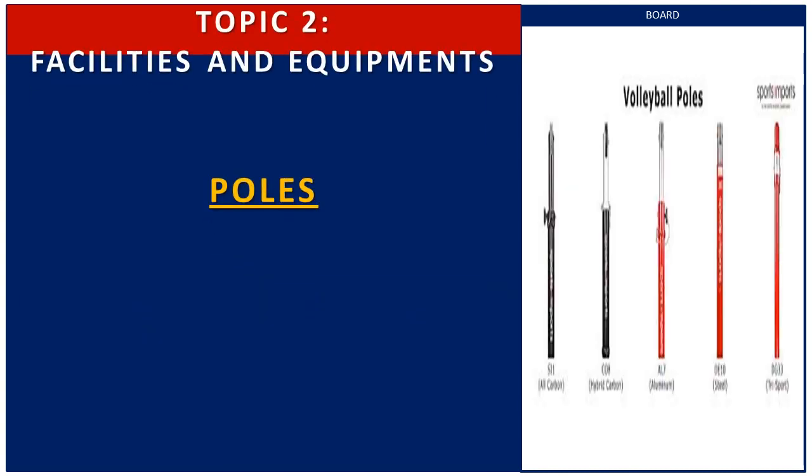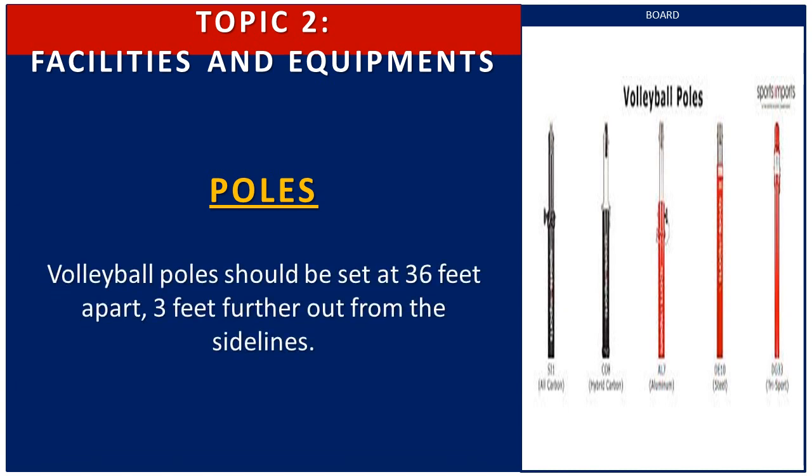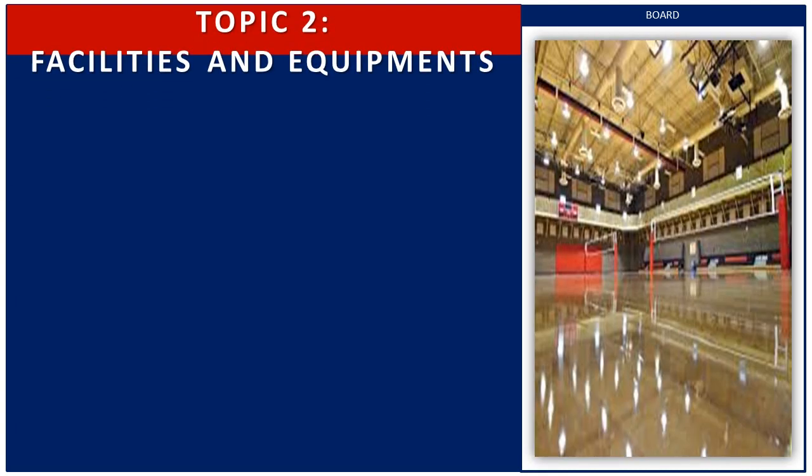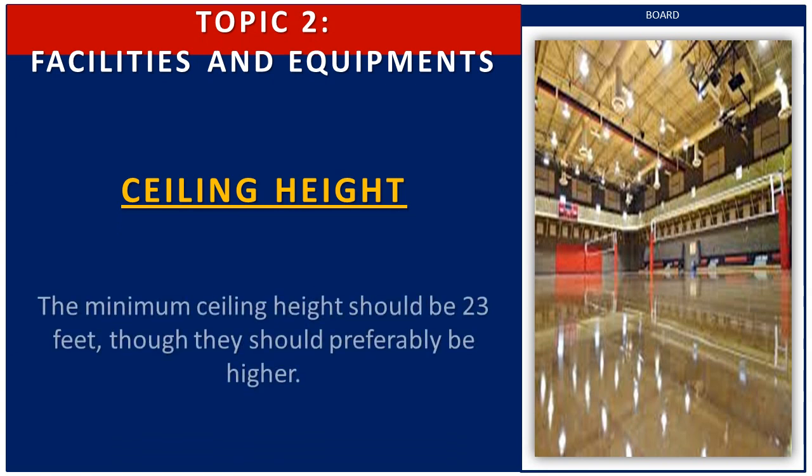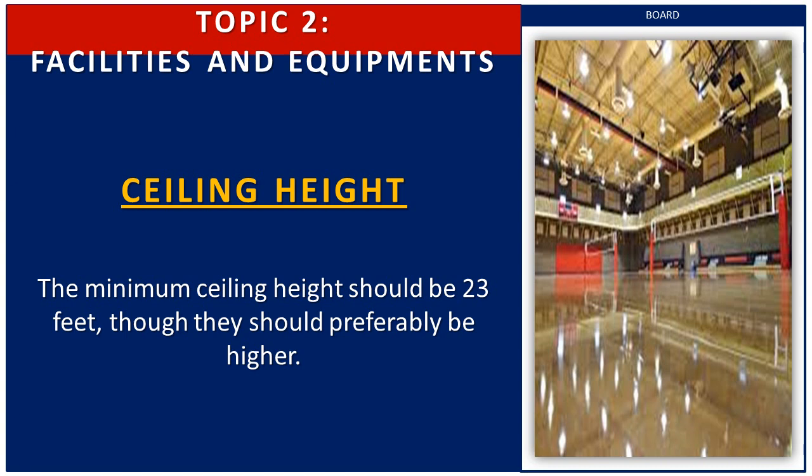For our second to the last, we have poles. Volleyball poles should be set 36 feet apart, 3 feet farther out from the sidelines. So these are the examples of volleyball poles. Next is the ceiling height. The minimum ceiling height should be 23 feet, though they should preferably be higher.